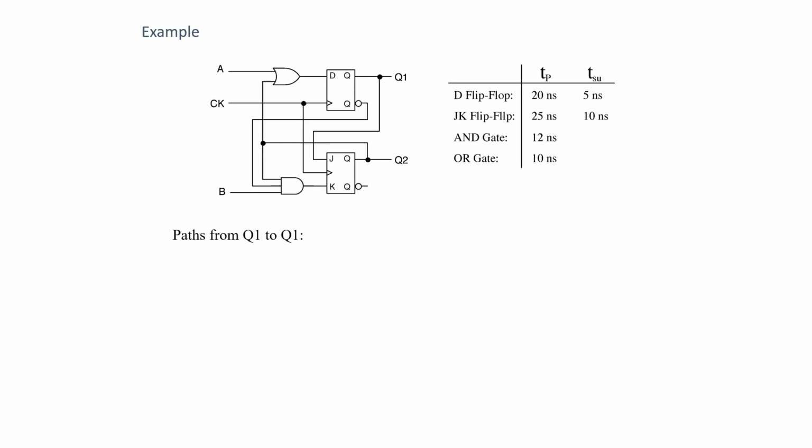So as I already explained, from Q1 to Q1, we don't have any path. I mean to say that Q1 to Q1, like the same D flip-flop, is not acting as a launch and capture. So from the same D to D, there is no path.